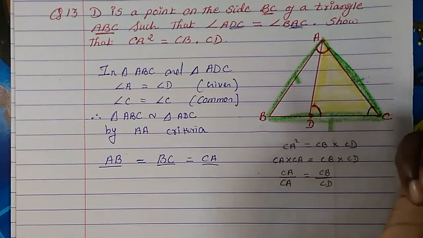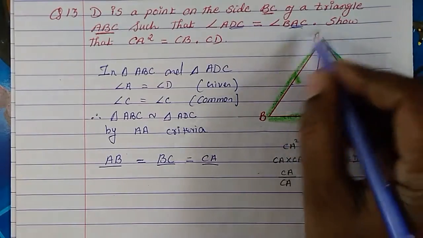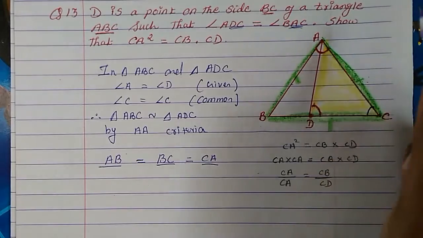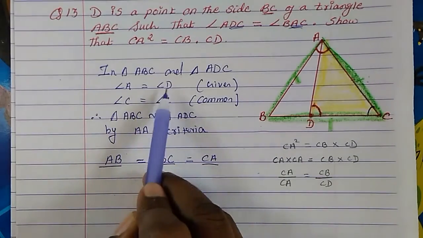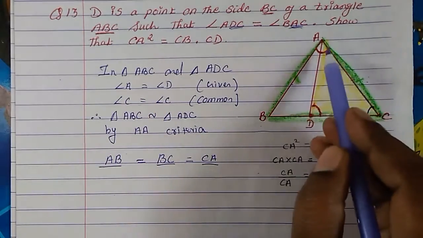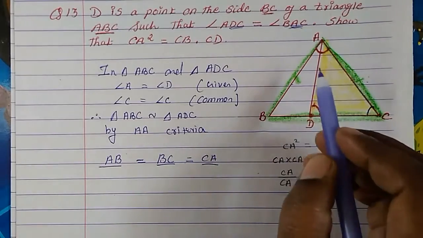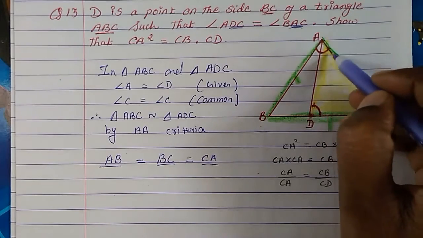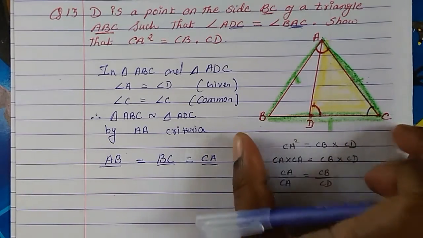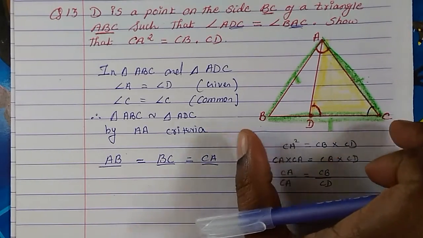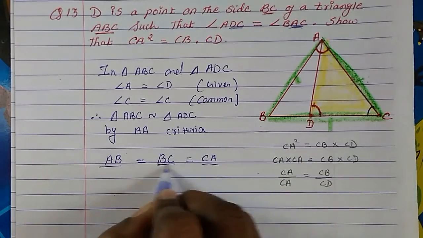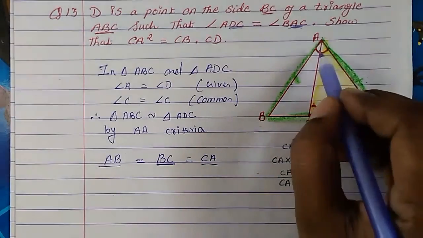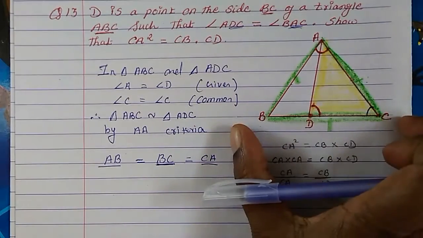So let us see. For the big triangle, angle A is given to us, right? Angle A is equal to angle D. The angle A of the big triangle is equal to the angle D of the small triangle. Then opposite to angle A, which side is there? BC is there. So we have BC here, the green color side, opposite to angle A.